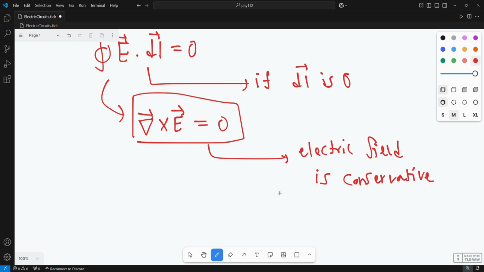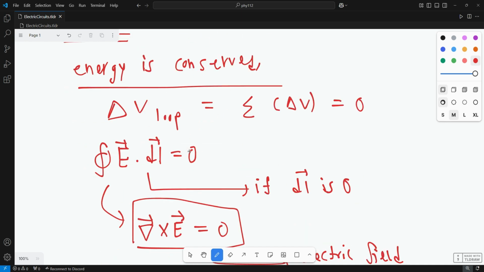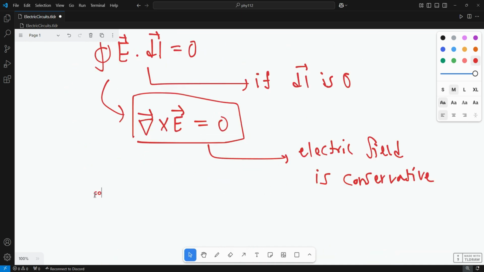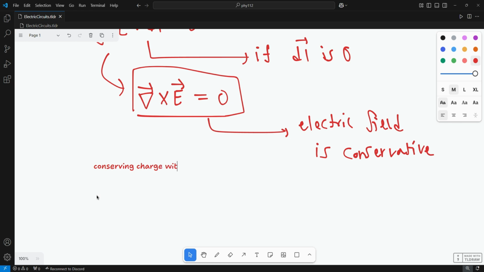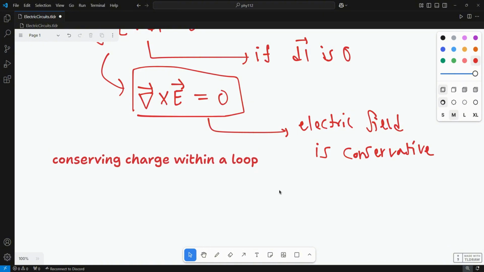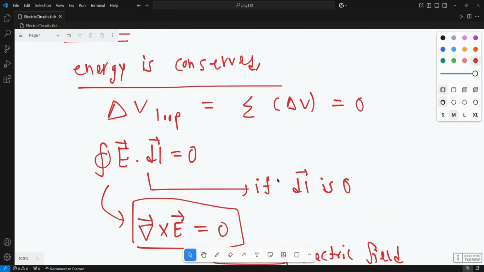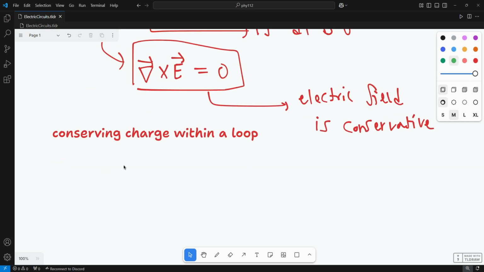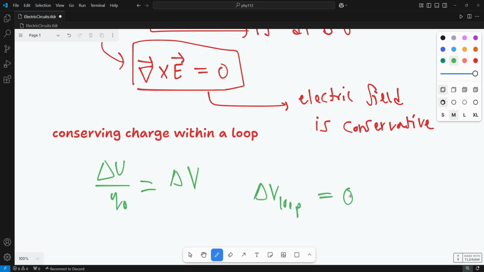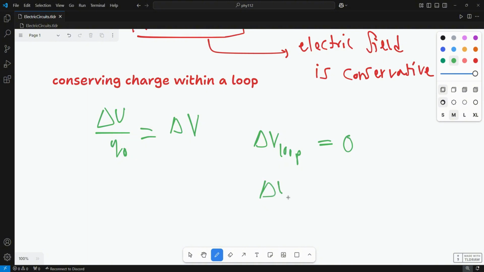So what is it conserving? It's conserving charge within a loop. Alright, so we can also justify this as if the electric potential divided by charge, we know this is equal to potential difference. So when the potential difference of a loop is 0, this means that this part, the electric potential, is also 0.